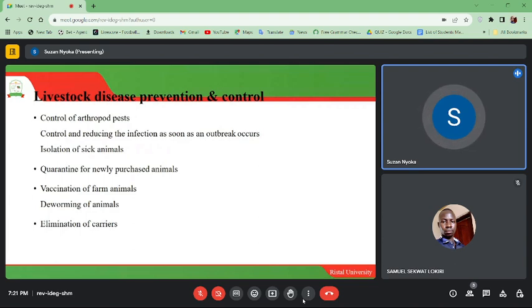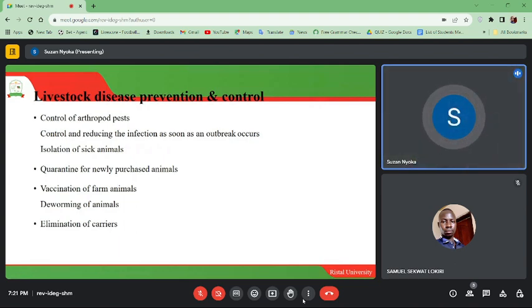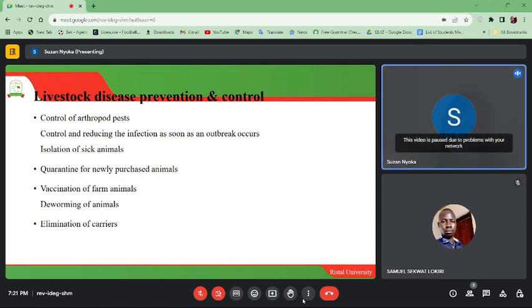Deworming of farm animals. Deworm these animals frequently to help prevent or control disease. And then elimination of carriers. When you find out that some animals are infected, you make sure you eliminate them. Or when you find out that some animals are carriers of a specific disease, you make sure you eliminate them.